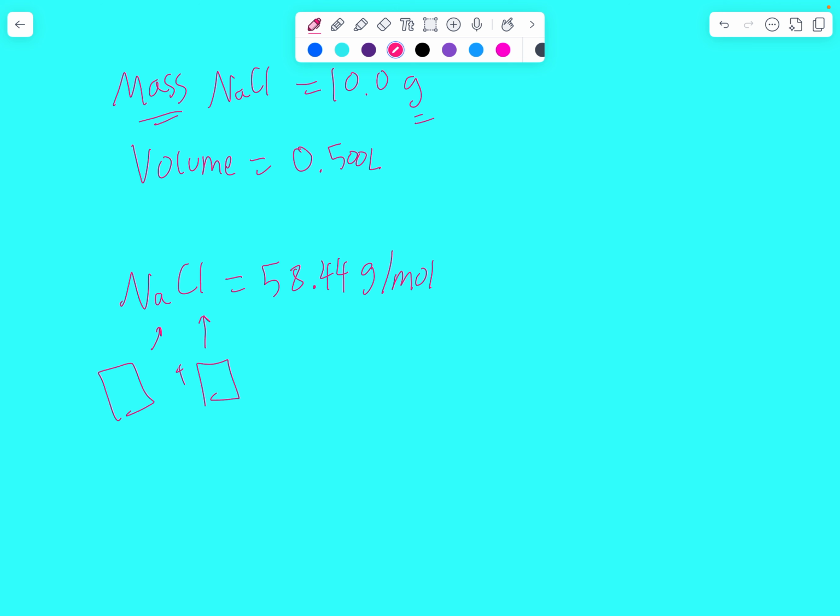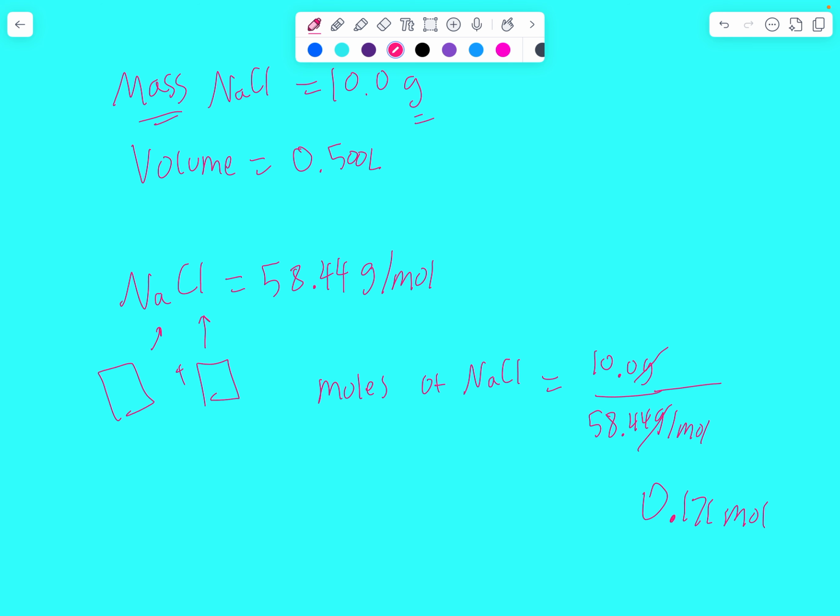Now, I have moles, okay, is what I need next. So I have to get moles of NaCl. So I'm going to take 10 grams divided by 58.44 grams per mole. So guess what? The grams cancel out, and then I'm left with 0.171 moles. Now I have moles, which is what molarity requires.